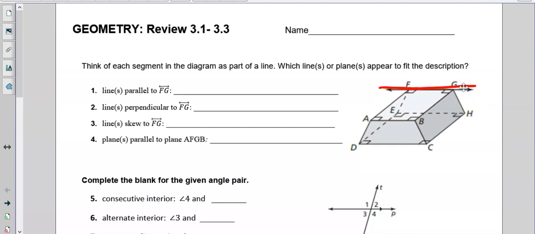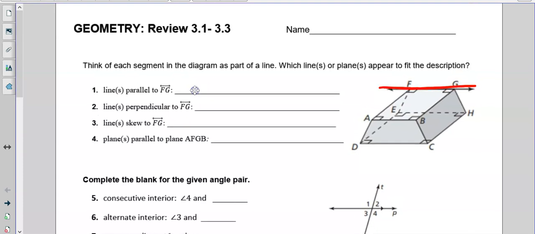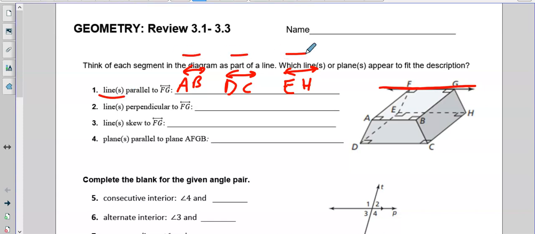that means we're looking at AB, DC, and EH. Now it says lines here, but they're segments. So I will accept if you put a segment, because in the real world, we're talking about a segment. Okay, so the question could have said segments parallel. I will accept either one, a segment or a line. Just don't put array. All right?